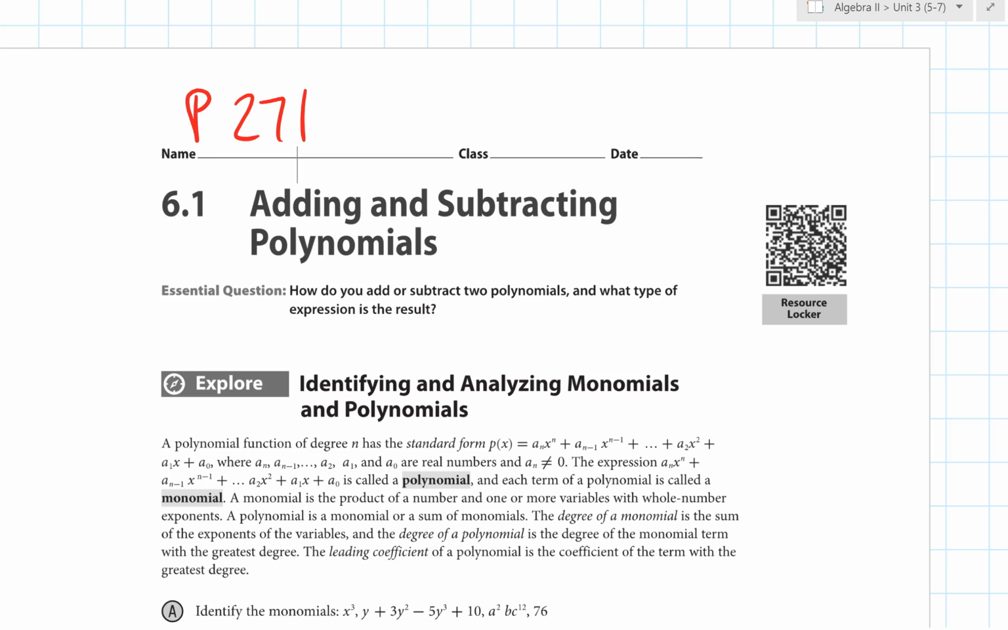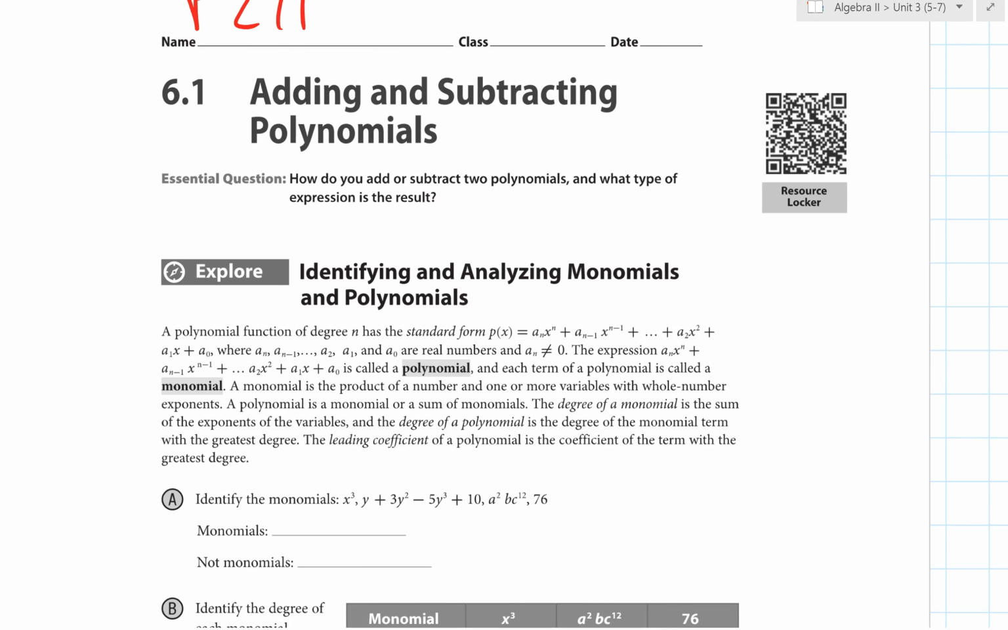Hello there. Today's lesson is on section 6.2 in our Algebra 2 book on adding and subtracting polynomials. I think most of this will be a review from material you learned in Algebra 1. We'll start off with a review of how to calculate the degree of terms of a polynomial.